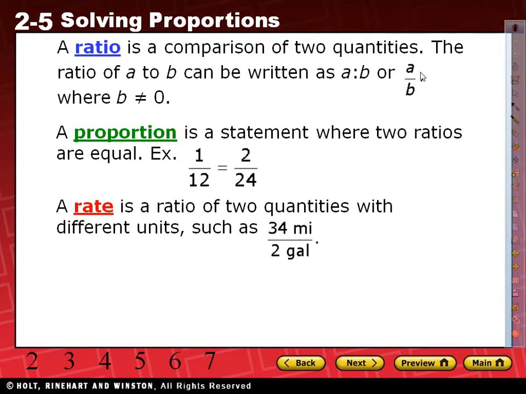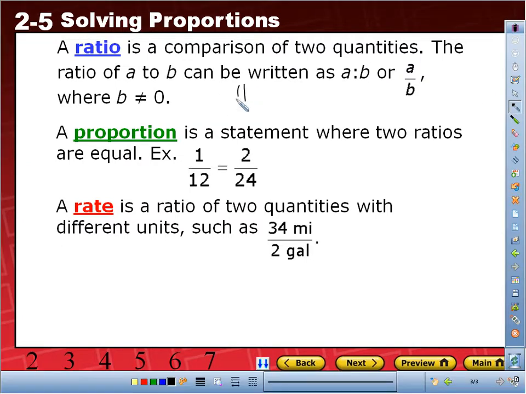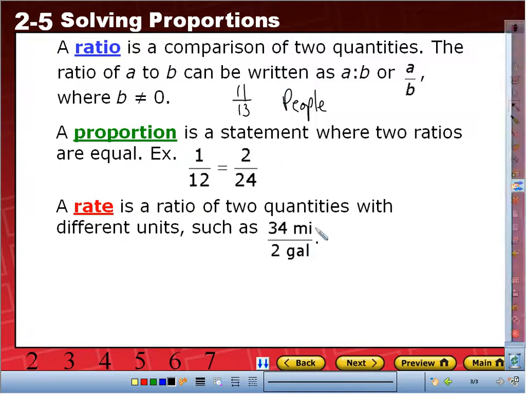Now, rate. Notice that the rate looks kind of like a ratio, doesn't it? Everybody look up to the screen. Here's my ratio. Look at a rate. However, for the ratio, we said 11 girls and 13 boys, but they are all what? People. They're the same type of things, right? Look at this. Here we have miles, and here we have gallons. We're talking about two different types of quantities. Everybody with me?